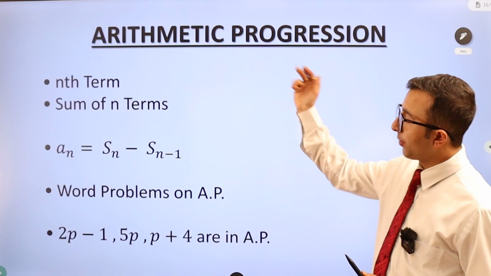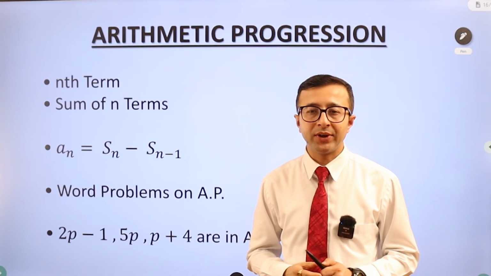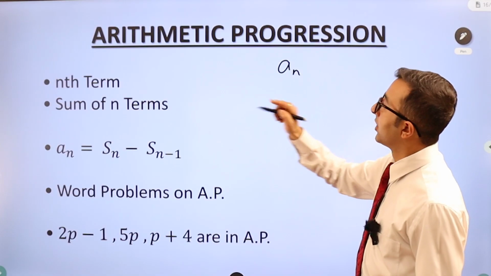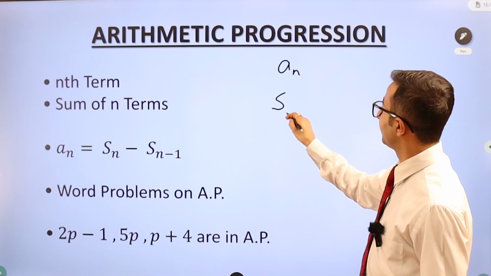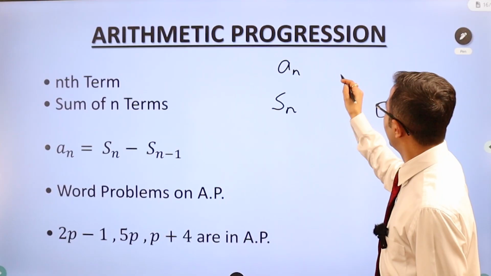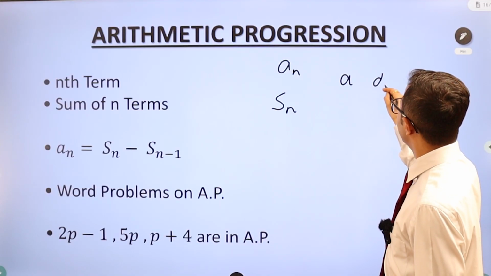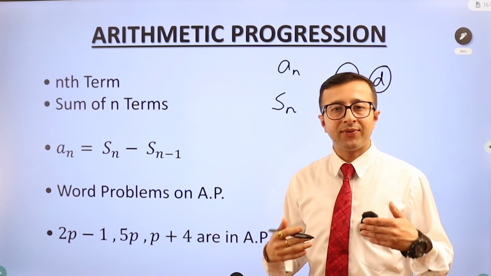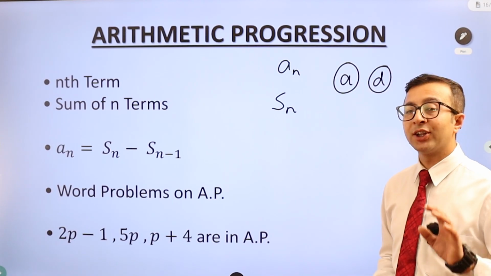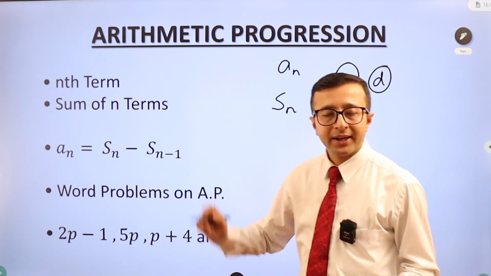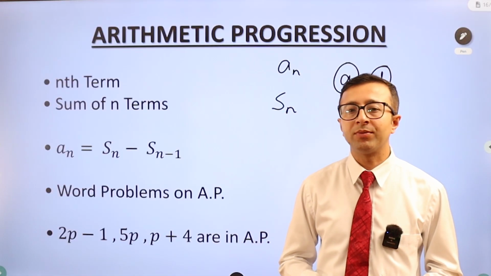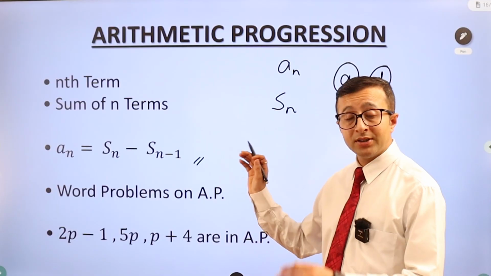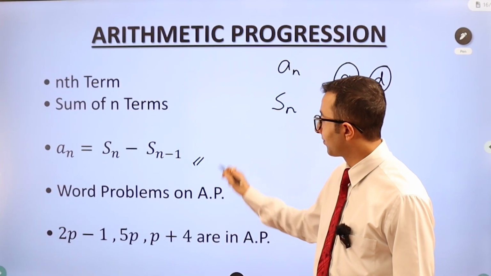arithmetic progression. From arithmetic progression, there are only two parts that we need to see: the nth term, denoted by an, and the sum of the first n terms, Sn. Here, if you know the values of a and d, where a is the first term and d is the common difference, you can find anything in the arithmetic progression. Next is the relationship between the nth term and the sum of the first n terms, that is an equals Sn minus Sn minus 1. Some questions you may get where you have to use this formula.